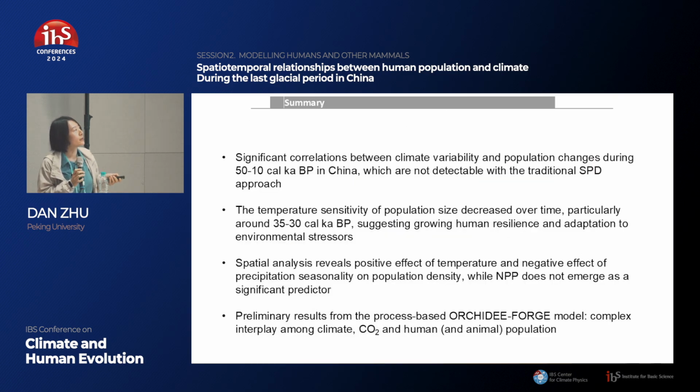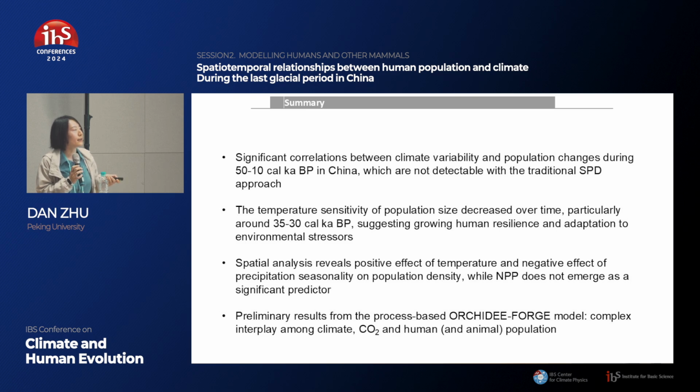So a summary of the study: we find significant correlations between climate and population in China during 50 to 10K, but this is not detectable using the traditional SPD method. We find a notable declining trend in the temperature sensitivity of population size. This suggests an increased human resilience and adaptation to the environmental stressors. We also have spatial analysis showing the positive effect of temperature and negative effect of seasonality, while NPP does not emerge as a strong predictor.